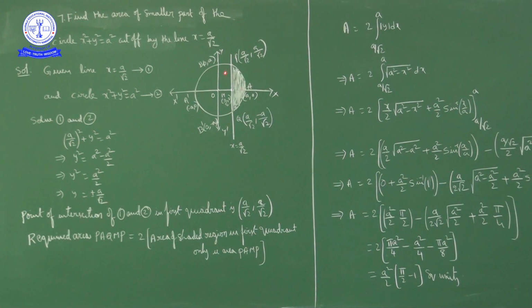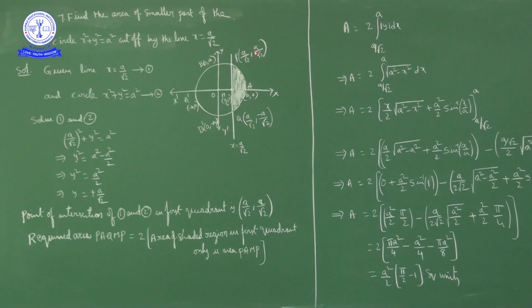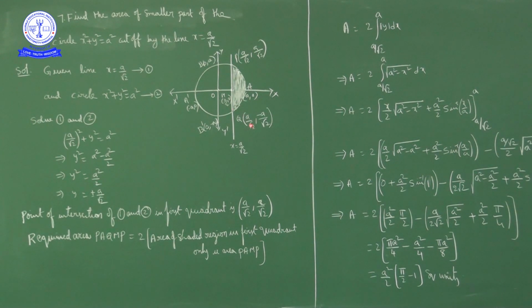So what are the points of intersection? a upon root 2 comma a upon root 2, and in the fourth quadrant, a upon root 2 comma minus a upon root 2. Okay, the first quadrant point of intersection is what? a upon root 2 comma a upon root 2. If you drop a perpendicular on the x axis, what is that point? M is a upon root 2 comma 0.